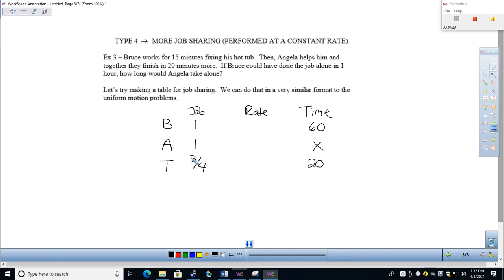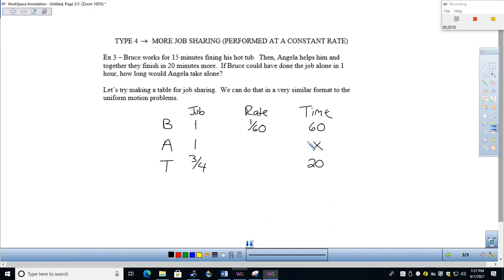Remember, it's equivalent to uniform motion. Think of the job as equivalent to distance. Well, how do I get the rate? Distance divided by time. So if Bruce was able to do one job in 60 minutes, he's able to do a 60th of the job every minute. That's how fast he works.